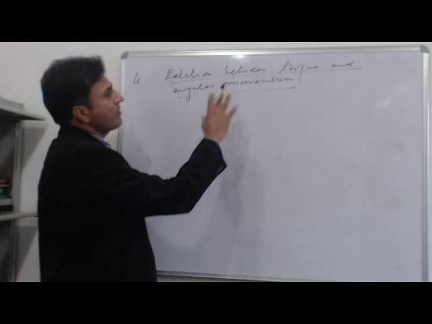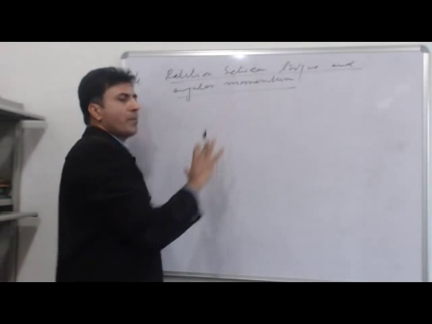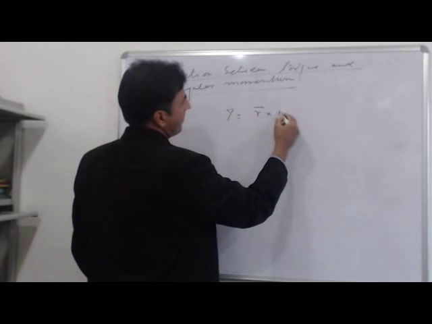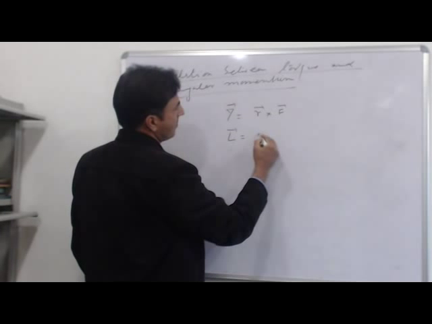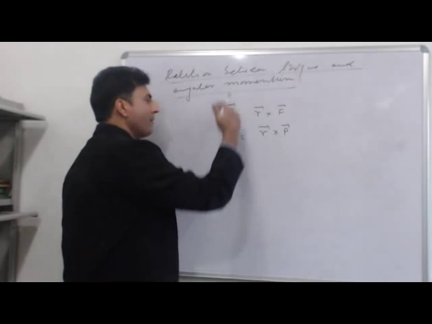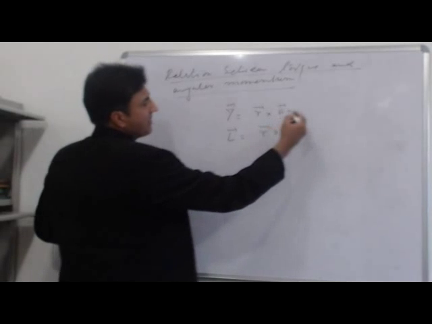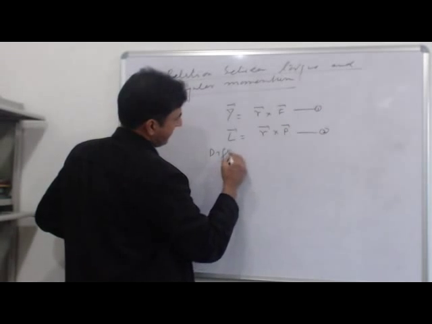In order to find the relation between torque and angular momentum, let's write down the relationships for torque and angular momentum separately. That is, torque is equal to r cross F, what we have described, and angular momentum is r cross p. In order to develop a relationship between torque and angular momentum, let me differentiate the second equation.